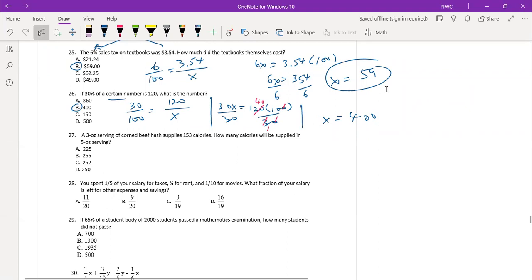Another way, if you want to work backwards, that's also fine. You can do it quickly. You find 30% of the number given and see if you get 120. So you can back solve, whichever helps you work quickly.